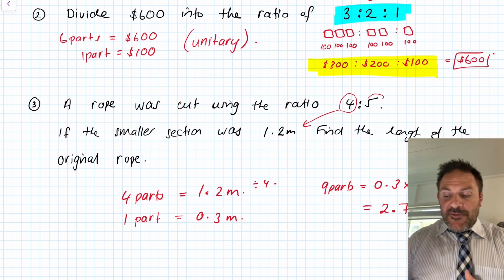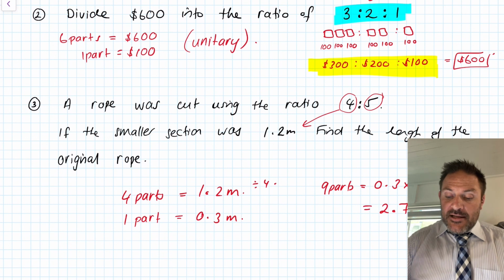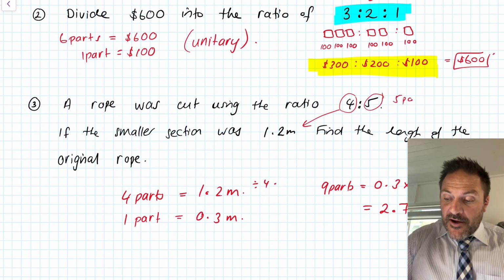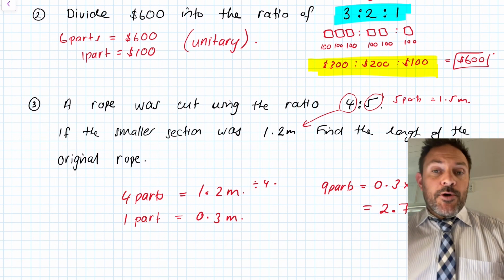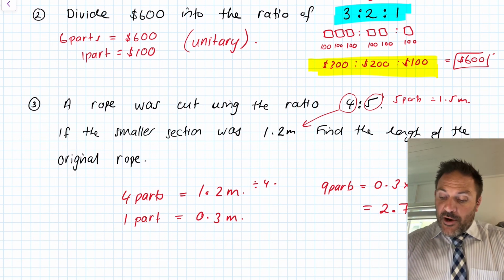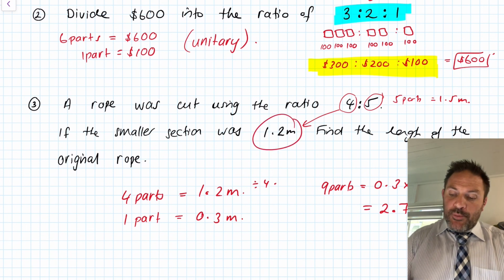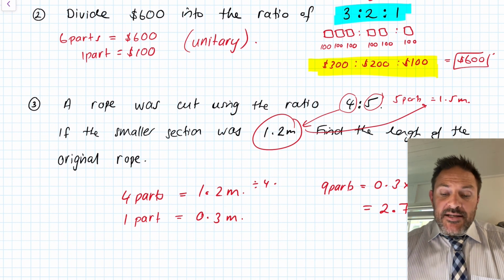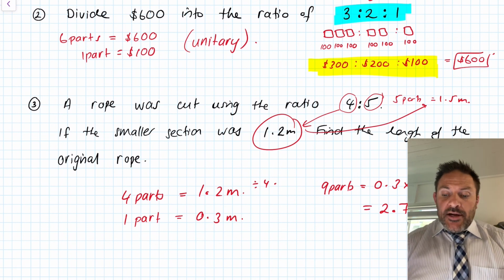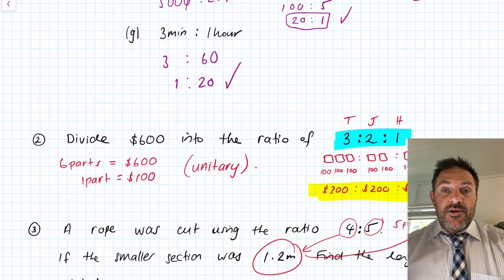If you want to do a slightly different way, you could find the 5 parts. 5 parts is 1.5 meters, because 5 times 0.3 is 1.5. And I would add that on to the 1.2, and 1.2 plus 1.5 is 2.7, which is still correct. So both of those methods would work, but you have to know the style of question that you're looking at.